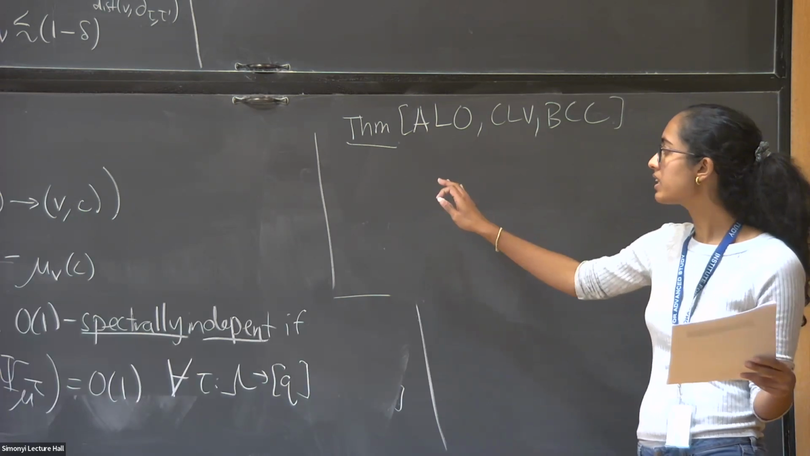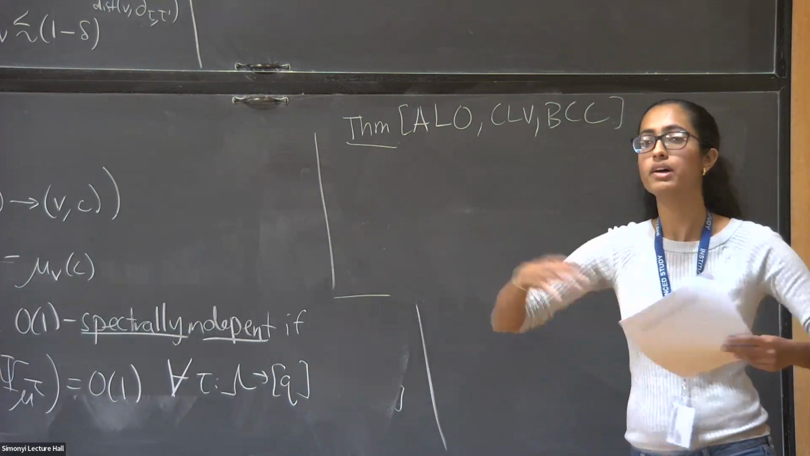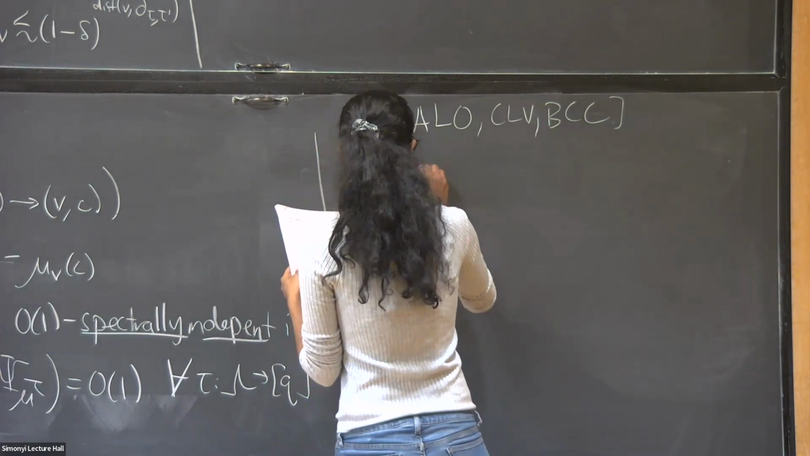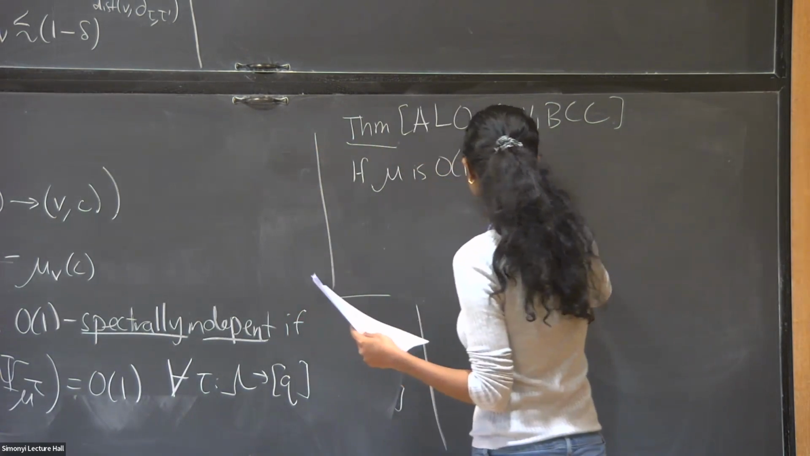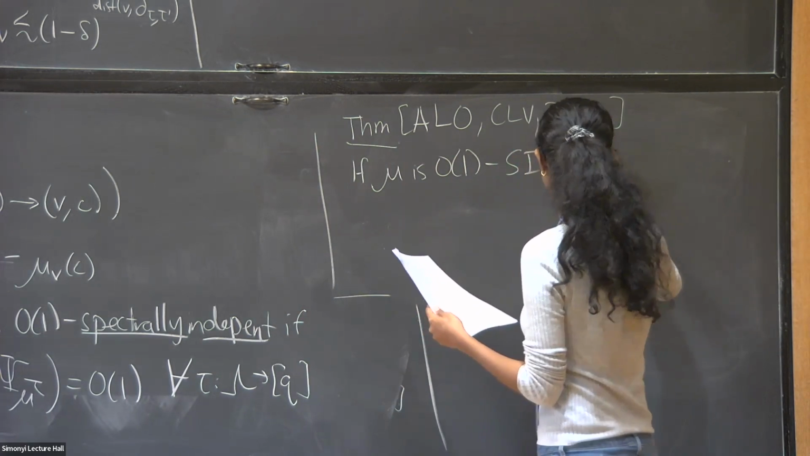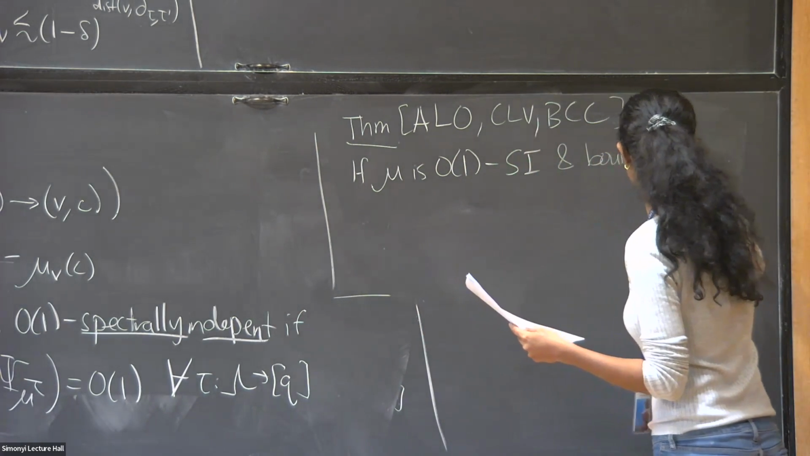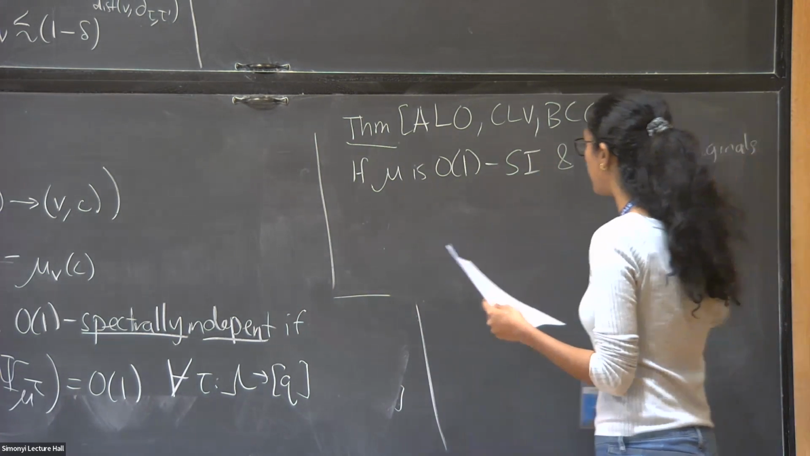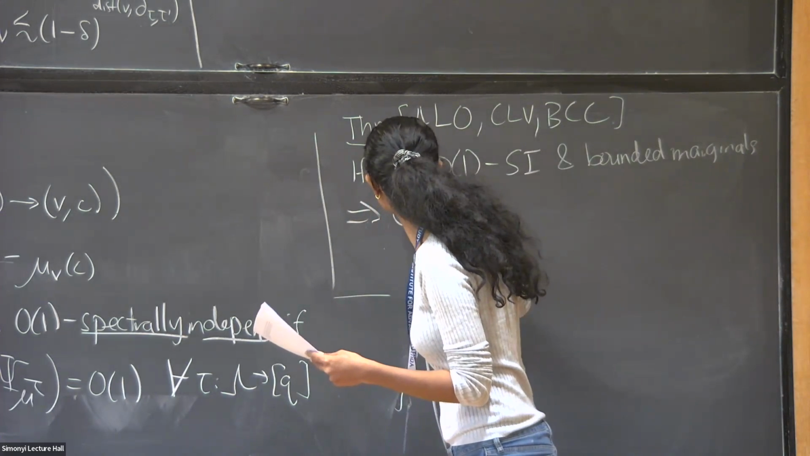I'm going to state this just in the context of Q colorings, even though a much more general result is known, which is that if mu is big O(1) spectrally independent, which I'll abbreviate to SI, and has bounded marginals, which it does, then Glauber dynamics mixes in n log n time.